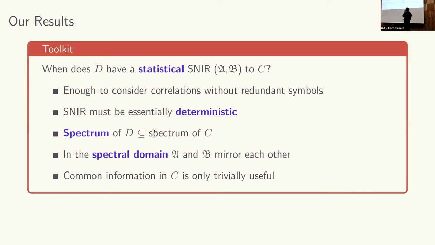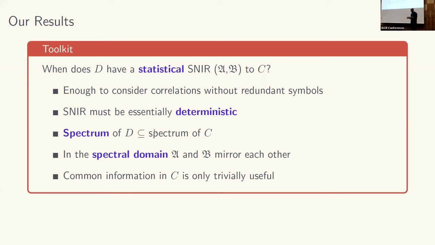So what are our results? We asked the question, when can we do statistical SNIR from a target distribution D to a source distribution C? And we say that a protocol A comma B is a statistical SNIR under certain conditions. So let me back off a little bit. So what is statistical SNIR?